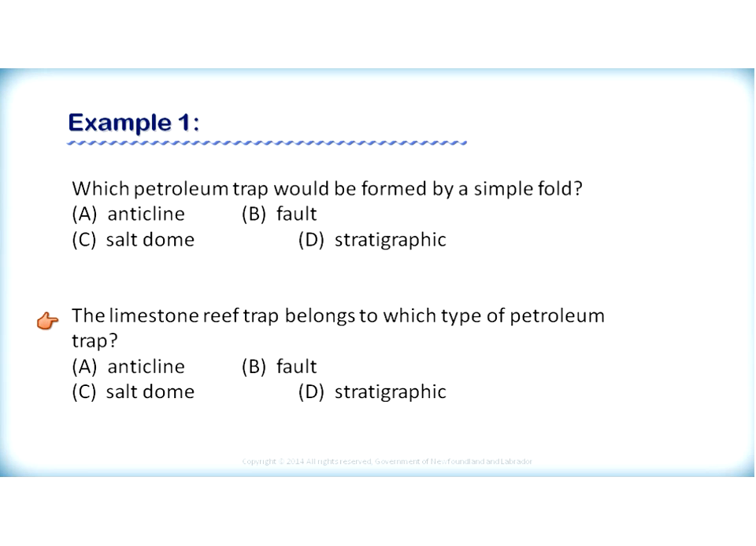Second question reads, which limestone reef trap belongs to which type of petroleum trap? So when we look at the limestone reef trap, it is basically a trap that forms within layers of sedimentary rock. And layers of sedimentary rock form a stratigraphic trap. So our answer to the second question would be D. A limestone reef trap is an example of a stratigraphic trap.